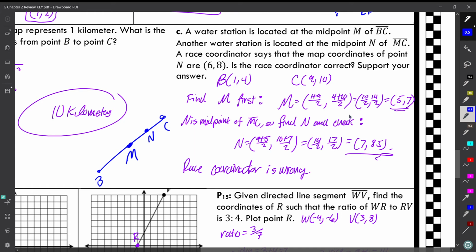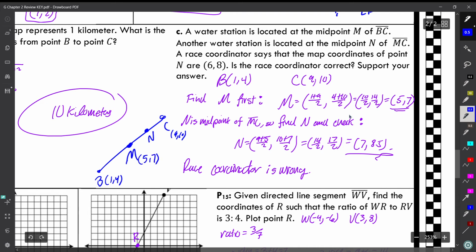So what we've got to do first, before I can do anything with point N: point N is found by using point M, and we don't even know point M, so we need to find that first. B has coordinates 1, 4, C has coordinates 9, 10. Since M is the midpoint of those two, we'll find it using the midpoint formula. 9 plus 1 divided by 2, those are my x's. 10 plus 4 are my y's, divided by 2. You get 10 over 2 and 14 over 2, which is 5, 7.